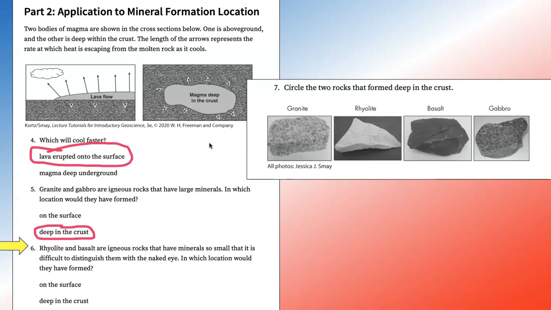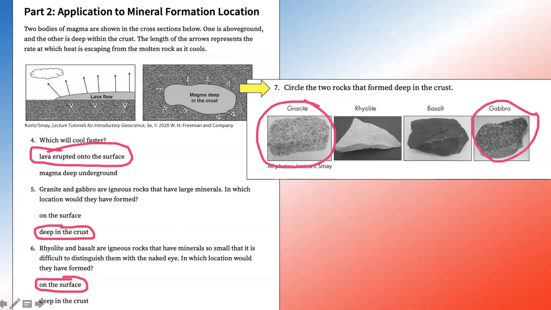Rhyolite and basalt, which are extrusive, are igneous rocks that have minerals so small that it's very difficult to see them with the naked eye. In which location would they have formed? And in that case, it would be on the surface. Question 7 asks you to circle which of the 2 rocks in these pictures formed in the deep crust. And I hope that even if the names of the rocks were not given, you could figure this out, because you would look for 2 rocks that have large crystals. Granite and gabbro, in this case, have very large crystals that you can see. Rhyolite and basalt look like one uniform color, and so those are most likely volcanic with very small mineral grains.